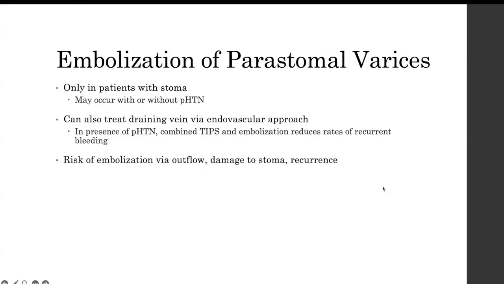So yes, that's what it looks like. So that's one option there. So, embolization of peristomal varices. This is a minority of patients because they have to have a stoma in order for this to happen. This can happen when patients don't have portal hypertension, but that's not really relevant to our current discussion. And then we talked about how you can do other options.